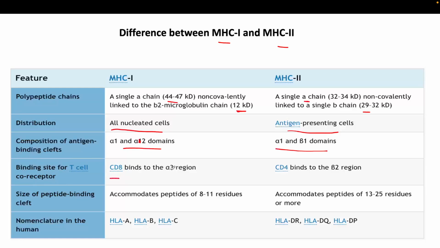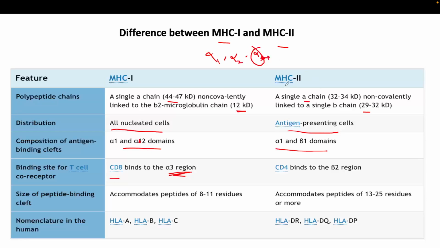In case of the CD8 T cell, it will bind to the alpha 3 region of the MHC1. That is also a very important question, like through which domain it will interact with the CD8. So it is the alpha 3 region. There are three domains, right? Alpha 1, alpha 2, and alpha 3 in case of MHC1. So the alpha 3 will participate in the T cell recognition.